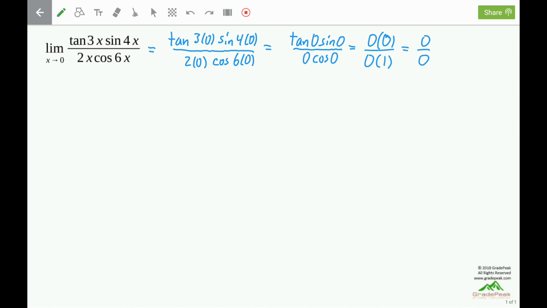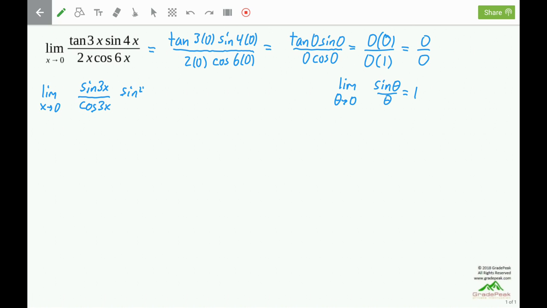Since this is resulting from trig functions of different phases and power functions, we're going to make use of the identity: limit as theta goes to 0 of the sine of theta divided by theta is equal to 1. In order to make use of this identity, we need to change the tangent of 3x into sine of 3x over cosine of 3x.